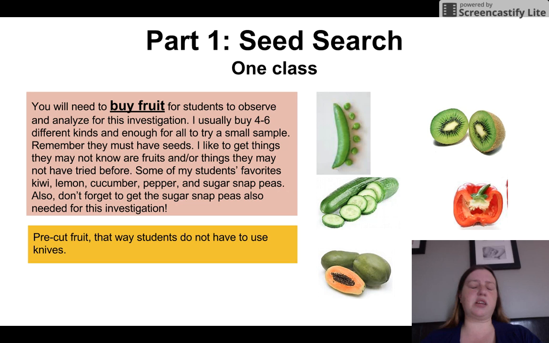I always pre-cut the fruit also before students come into class. That way it's ready to go. I have it pre-cut on plates. And I just say, don't touch the fruit. Don't sneeze on the fruit. Don't cough on the fruit. Don't touch the fruit. Stay far away.